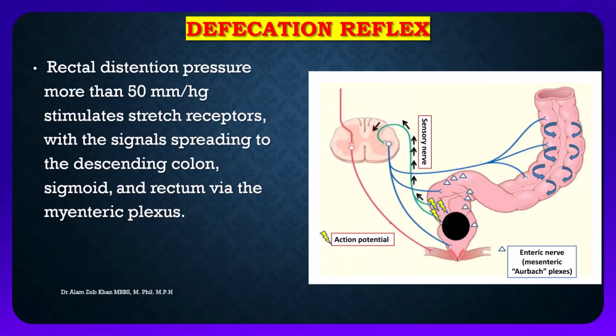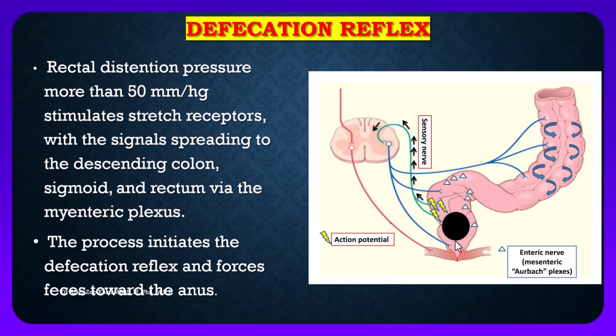Rectal distension with pressure of more than 50 millimeters of mercury stimulates stretch receptors, with the signal spreading to the descending colon, sigmoid and rectum via the myenteric plexus. The myenteric plexus is stimulated and generates contraction of the descending colon, sigmoid colon and rectum. The process initiates the defecation reflex, and these contractions force feces towards the anus.